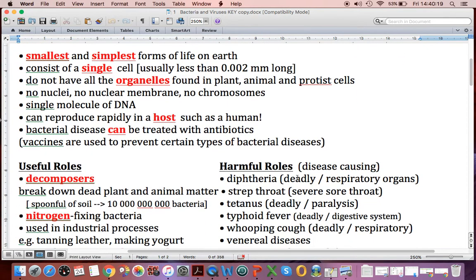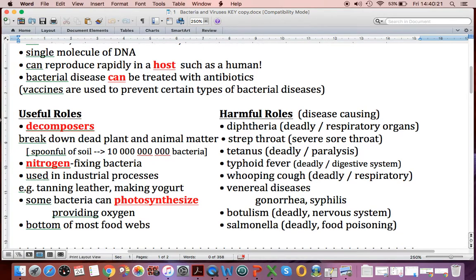So on the left here, we're going to look at how they can be useful. Useful roles: they are decomposers. When things die, without these bacteria, we would just have all kinds of dead things piling up around us. Bacteria are very good at breaking down dead plant and animal matter. And to give you an example of how much bacteria we have, in just a spoonful of soil there typically will be 10 billion bacteria.